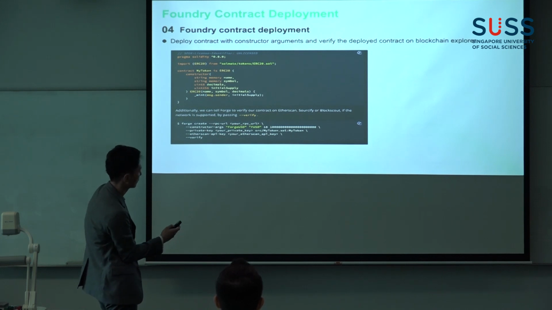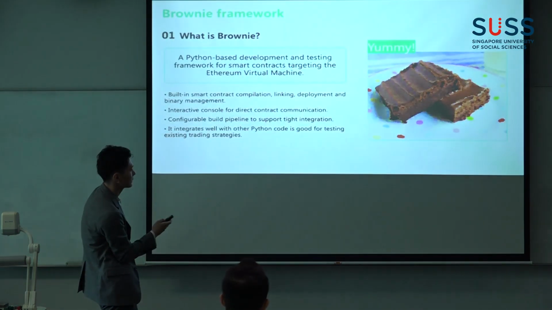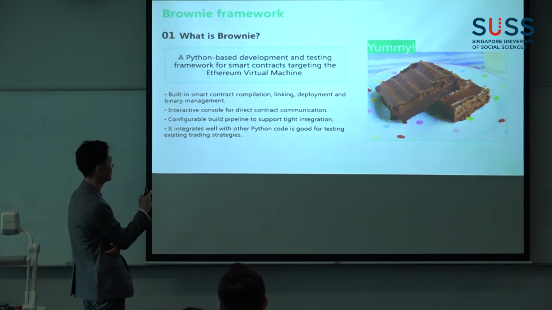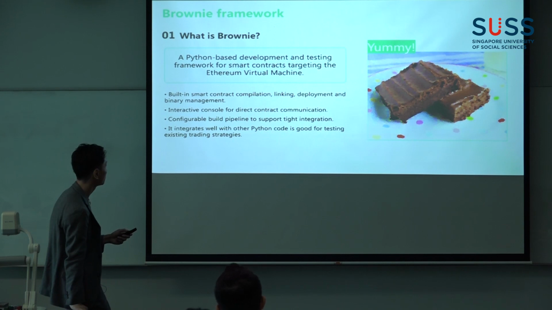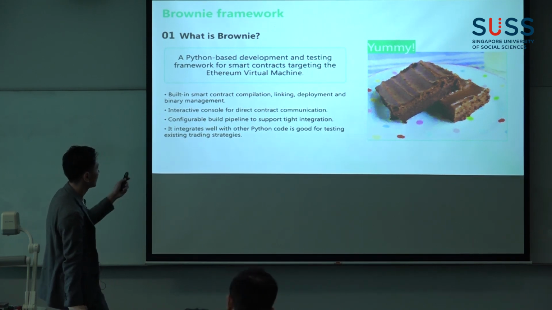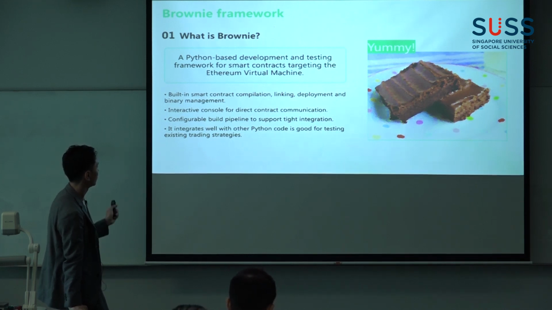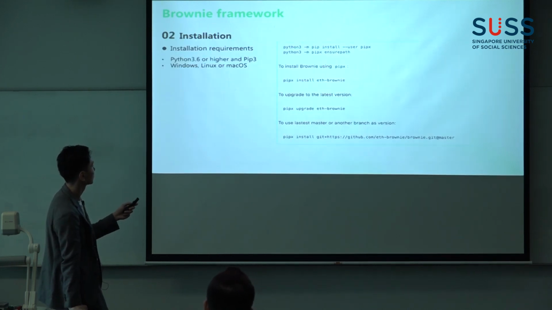Yeah, just to continue, this is the Brownie contract deployment framework. Brownie is food, but it's also the name of this framework. It's Python based. That means it's very popular for people who have lots of scripts and want to integrate them as part of their workflow. It also has built-in smart contract compilation, linking, deployment, and management. The best part about this tool is it has an interactive console for direct contract communication, and also a configurable build pipeline to support tight integration, and it can use other Python code.